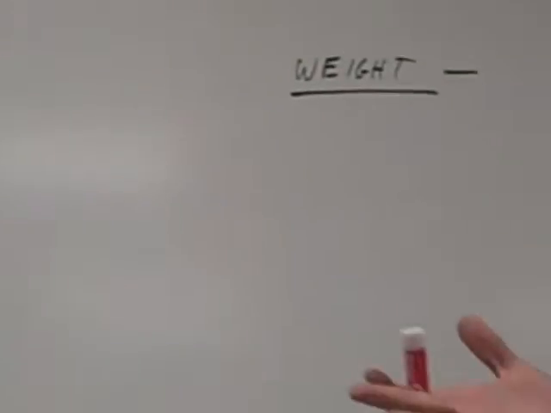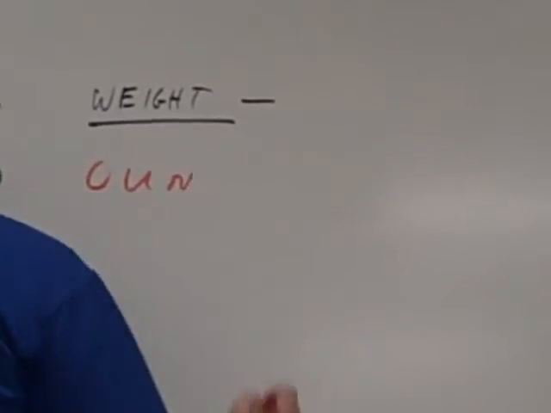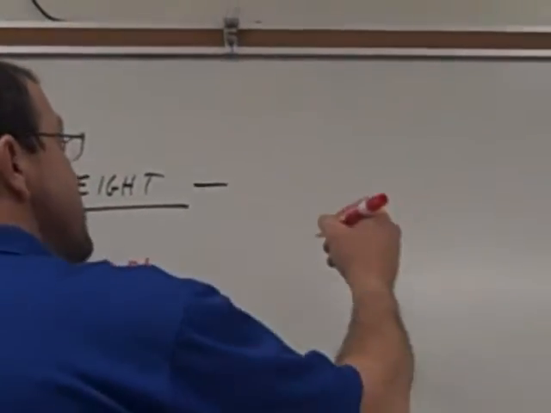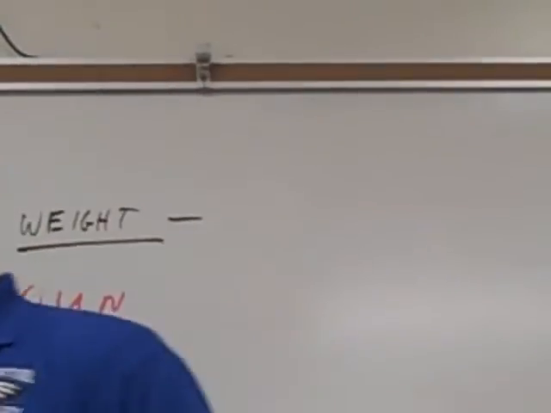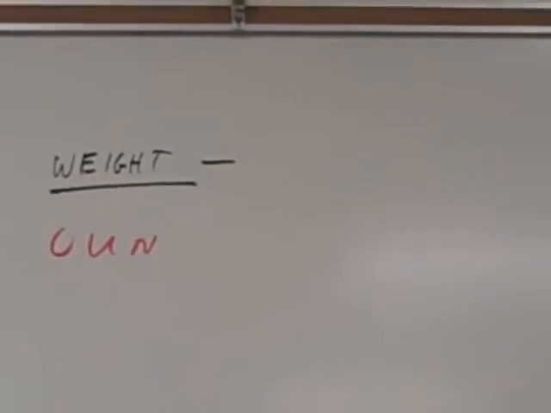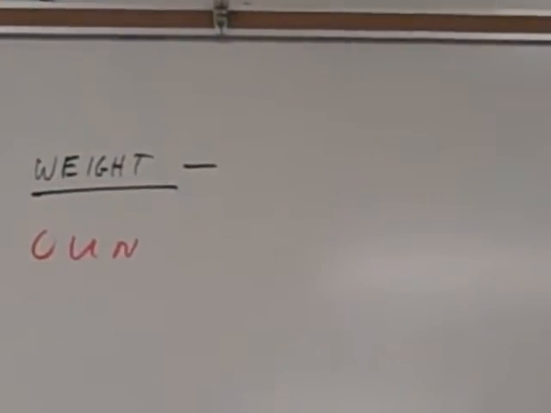It's real easy. I don't even have any visuals for this. Weight's pretty easy. The smallest one we're going to talk about is plain old ounce. Oh, I didn't say what weight was. What's weight? If you're real specific, it measures the amount of gravity pulling down on an object.